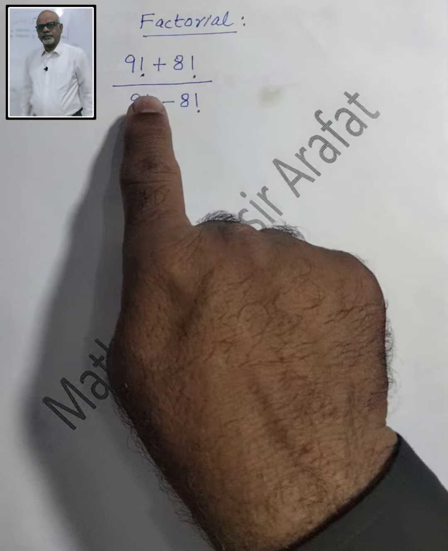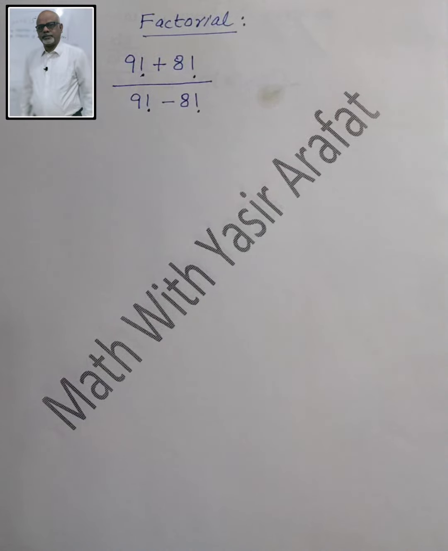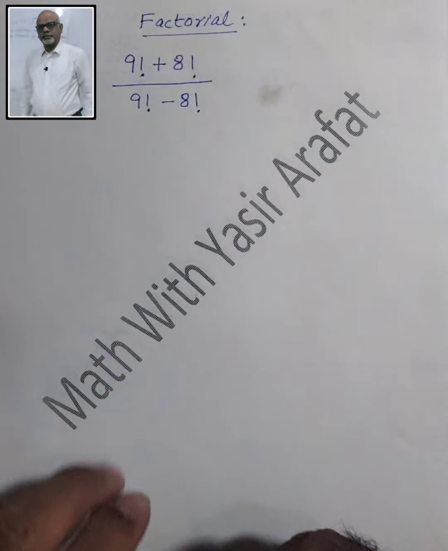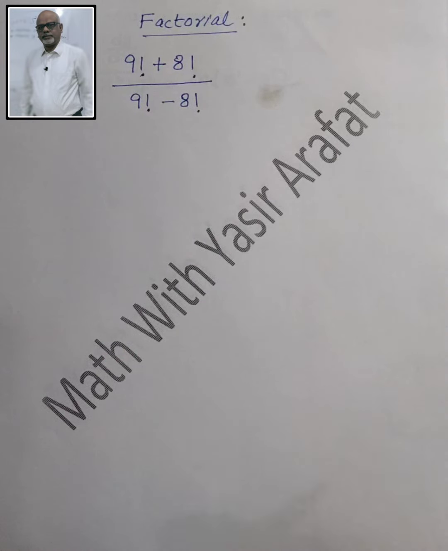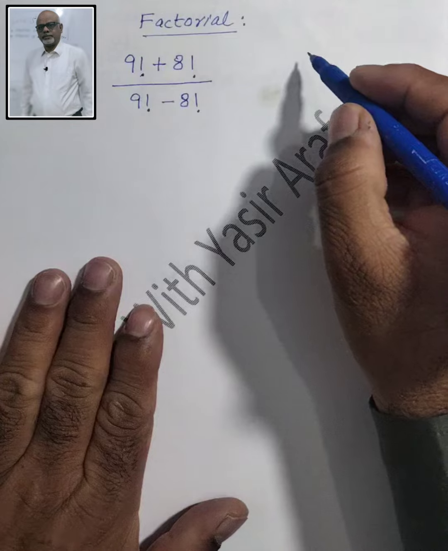Students, here this is 9 factorial plus 8 factorial. If you are thinking that first we have to find out the factorial of 9 and then 8, and then find their sum divided by their difference, it will be very long. Before solving this question, what is factorial? We have to discuss this one here.